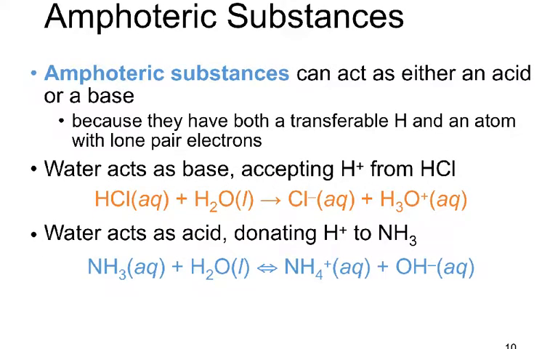Now, some materials are amphoteric. An amphoteric material, or substance, can act either as an acid or a base, depending on the situation. They're going to have both a transferable H and an atom with lone pair electrons. For example, water can act as a base, accepting the H+ from hydrochloric acid. So we get hydrochloric acid plus water gives the chloride ion, plus H3O+, that is the hydronium ion.